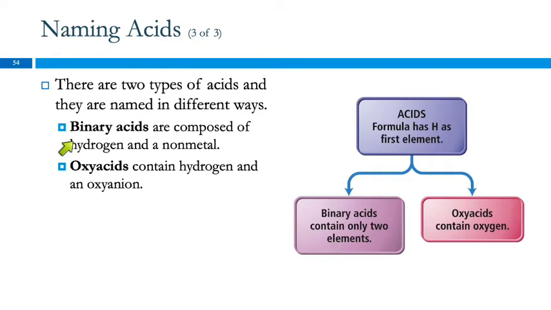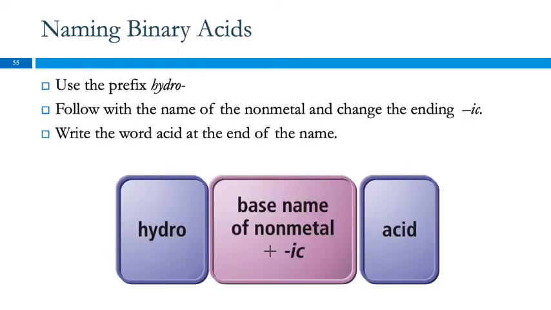So binary acid, hydrogen and a nonmetal, oxyacids, hydrogen and an oxyanion. That oxyanion is going to have oxygen in it. So those binary acids, we use the prefix hydro at the beginning. You can think of this as standing in for the hydrogen at the beginning of the acid name. And then the middle part is based on the name of the other element that's in that acid.